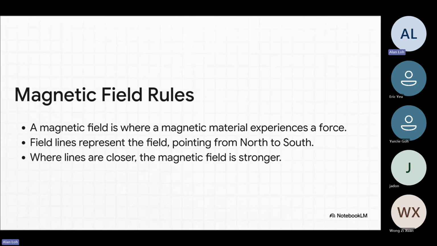These patterns are like a map. The lines always point from the magnet's north pole to its south pole. And look here, see how the lines are all bunched up and crowded together at the ends? That's where the magnetic field is the strongest.